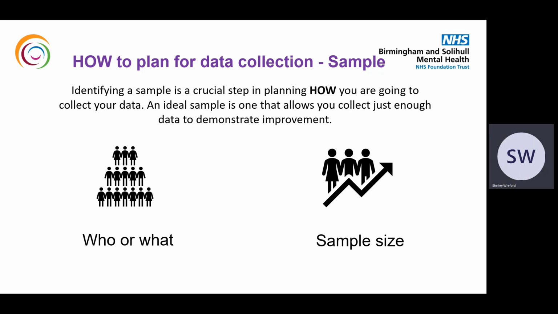When you are thinking about who or what might make up your sample, you need to consider sampling methods. There are several different ways of sampling for data collection, which if you've been involved in research before, you will likely have come across. Although I'm not going to go into the approach in great depth today, it's worth knowing that there are three main sampling methods used in quality improvement. Probability sampling, for example, simple random sampling, non-probability sampling, for example, convenience sampling, and no sampling at all.